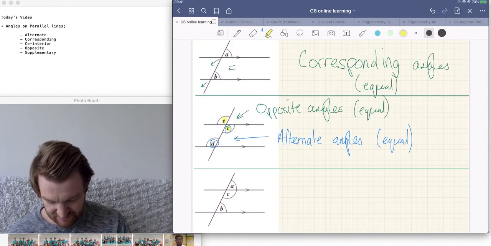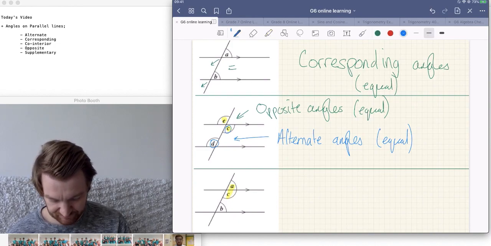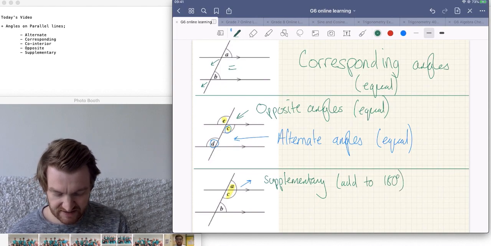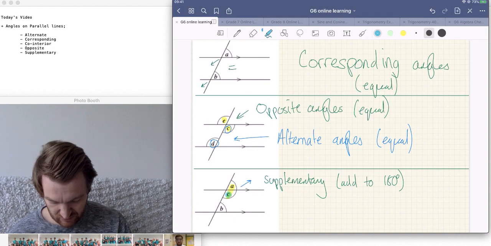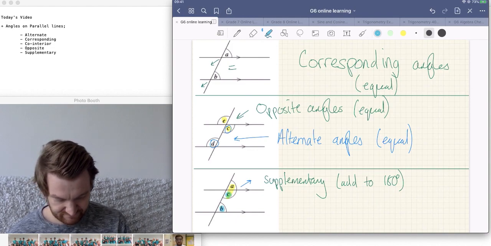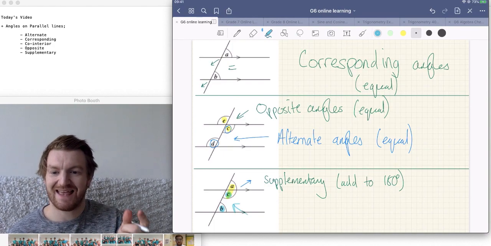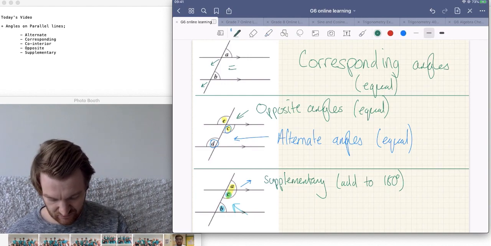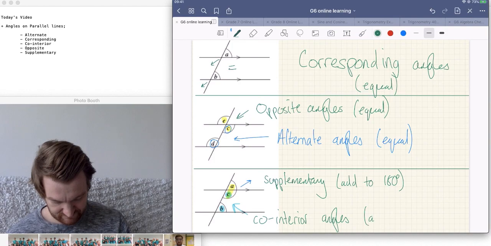Finally, we've got some pairs here. We've got two angles here, A and C. These are supplementary, so they add to 180 degrees. But the other type of pair that adds to 180 degrees is co-interior. So these two here, because they're together inside, A and C are one inside, one outside. C and D are together. We call these co-interior. Co, together, interior, inside.